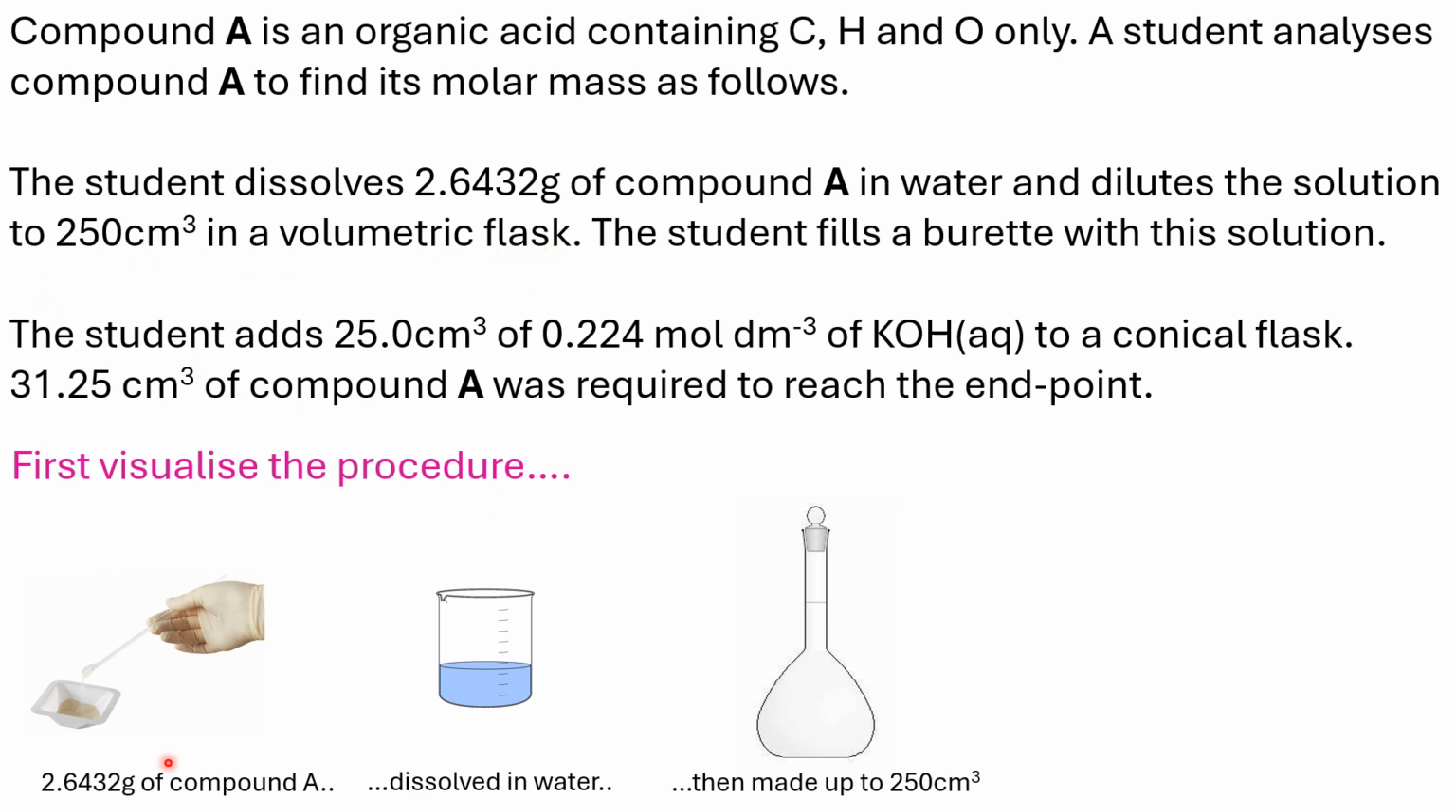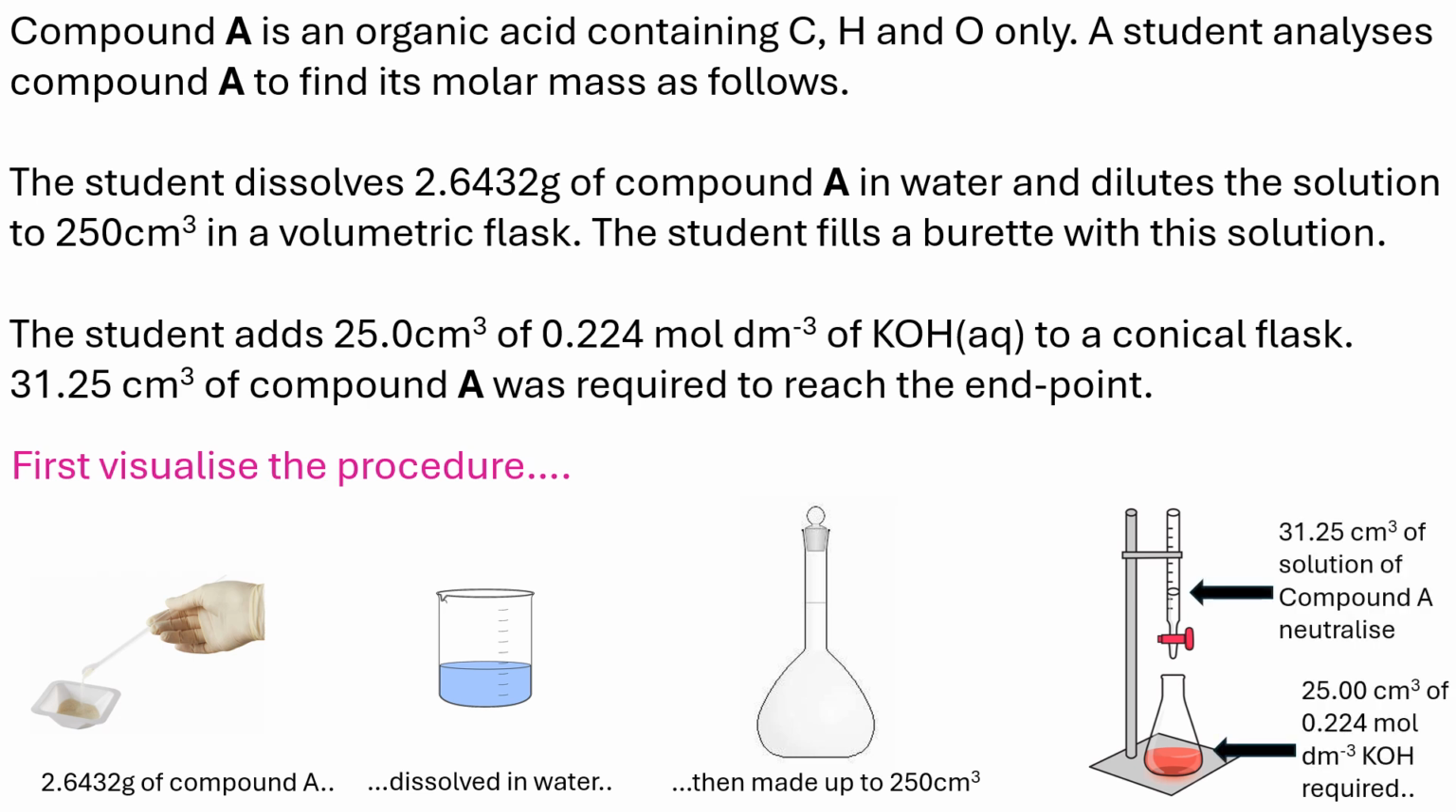Then the student fills the burette with this solution. So that means some of this goes into this burette and fills it up. The student adds 25 centimeters cubed of 0.224 moles per decimeter cubed of KOH to a conical flask. This goes in here. Obviously that would be that reddish color once the end point is reached, because you're going from an alkali back to an acid. I'm assuming we're using something like litmus or universal indicator perhaps. Okay. So it says 31.25 centimeters cubed of compound A was required to reach the endpoint.